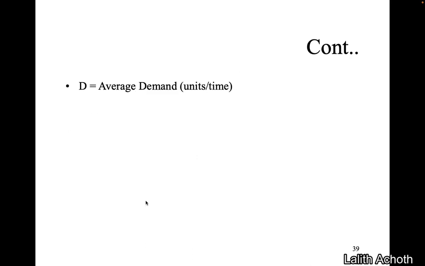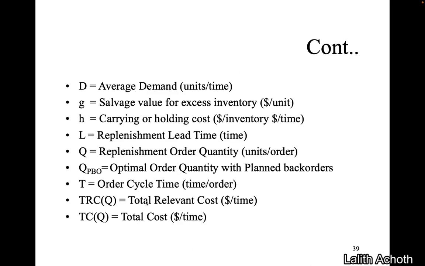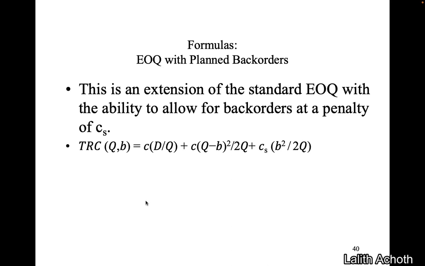C purchase cost, right? So you can just have a look at C into D divided by Q plus C into Q minus B, which is that economic order quantity, raised to the power of 2 divided by 2 into Q divided by 2Q. CS is equal to B squared divided by Q. So you are getting the two. You can see it's a quadratic.